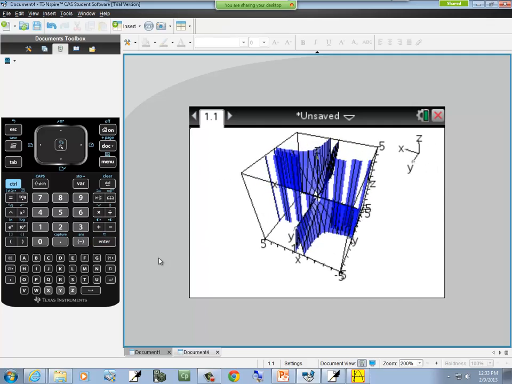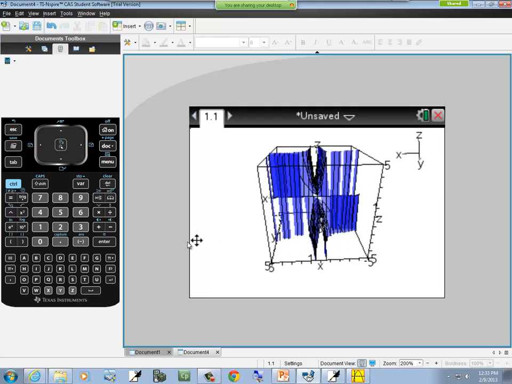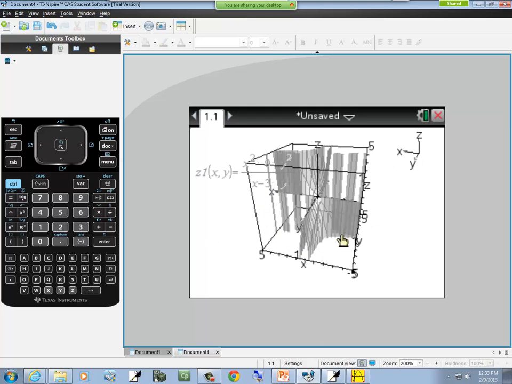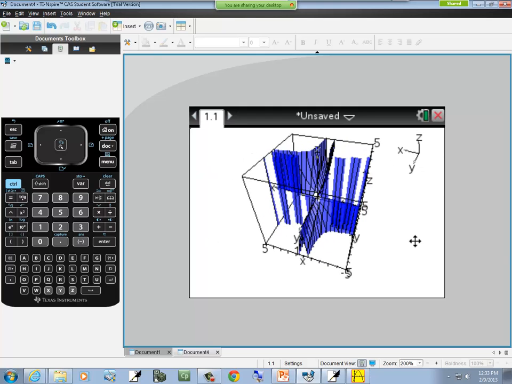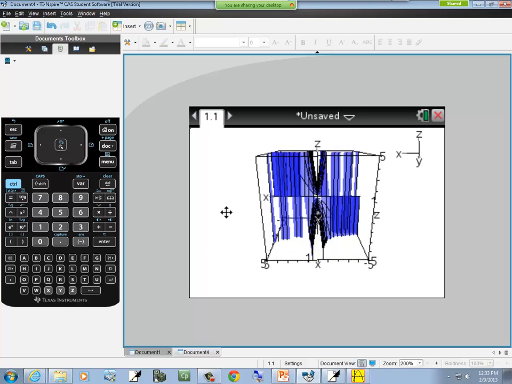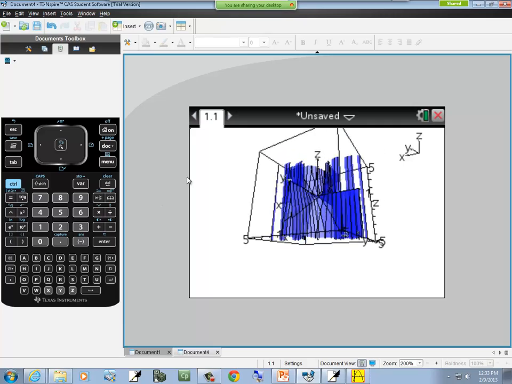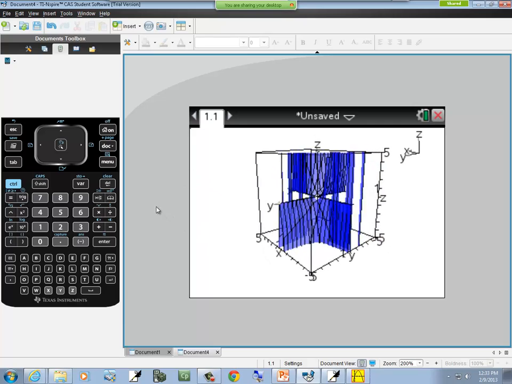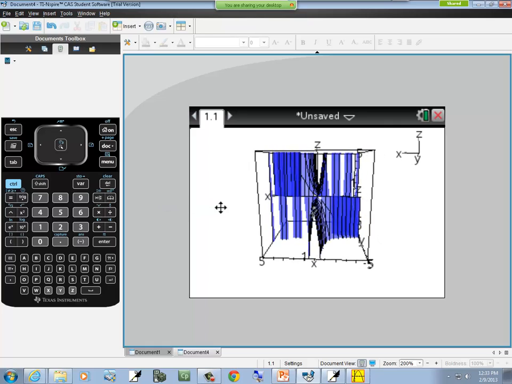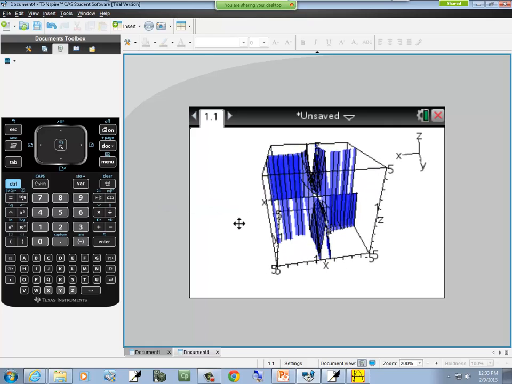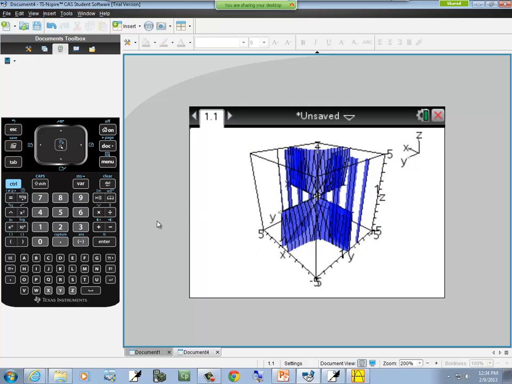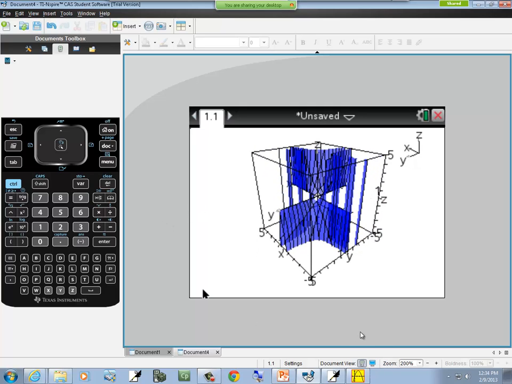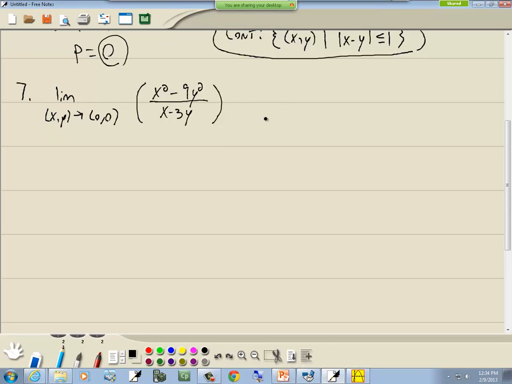That's nice. I wonder how I zoom in. Oh well, I think we can see it. As it's approaching 0, 0 from all the different sides, they all appear to be going to the same value. So we're fine there. That'll make more sense, I think, after the next example.